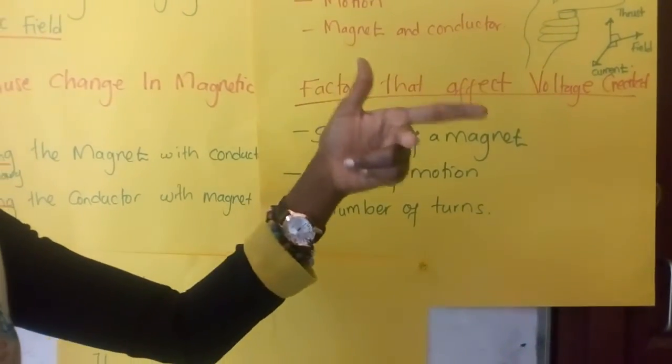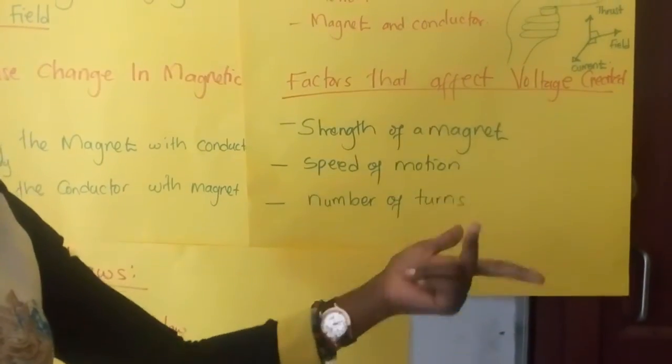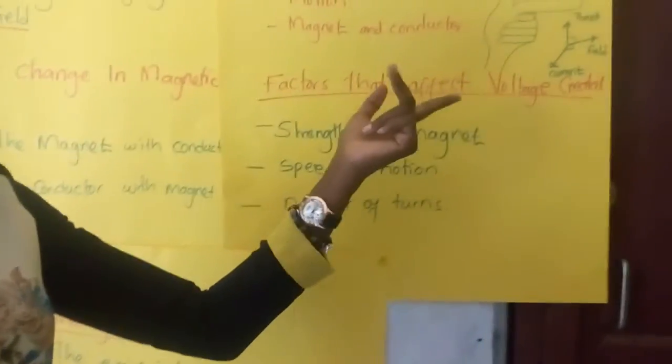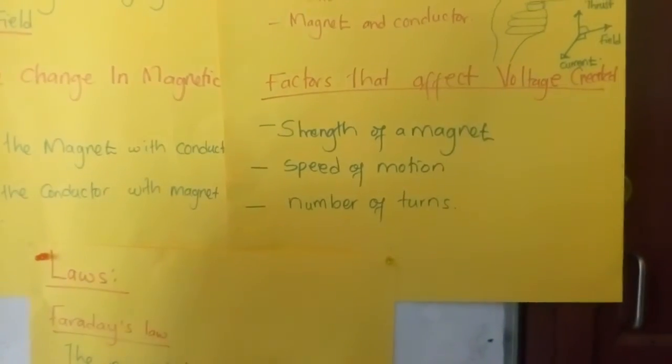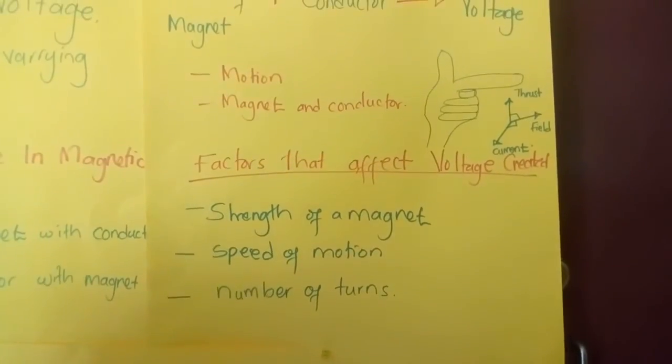You'll be using this in the generator and then in the motors to take the direction of current when you're working with those two elements. We'll look at them later. We'll exploit them more when we come to the motor and the generator.